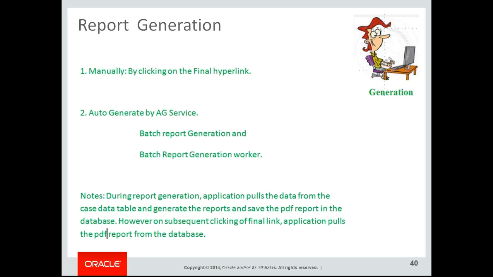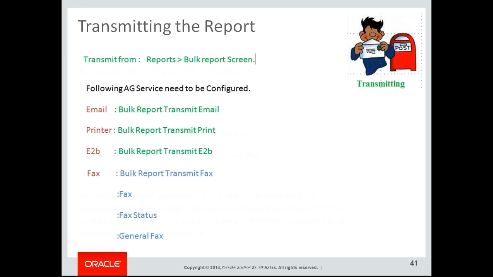Okay, clear? Next, transmitting the report. To transmit the report, we have to go to Reports, Bulk Reporting screen. Now the following are the AG services that need to be configured. For email, we have transmit email. For printer, we need transmit print. For E2B, we need transmit E2B. And for fax, we need 3 different services: transmit fax, fax status, and general fax. Apart from this, we will need a third-party tool, WriteFax software, and you have to follow the installation guide to install and configure the software.